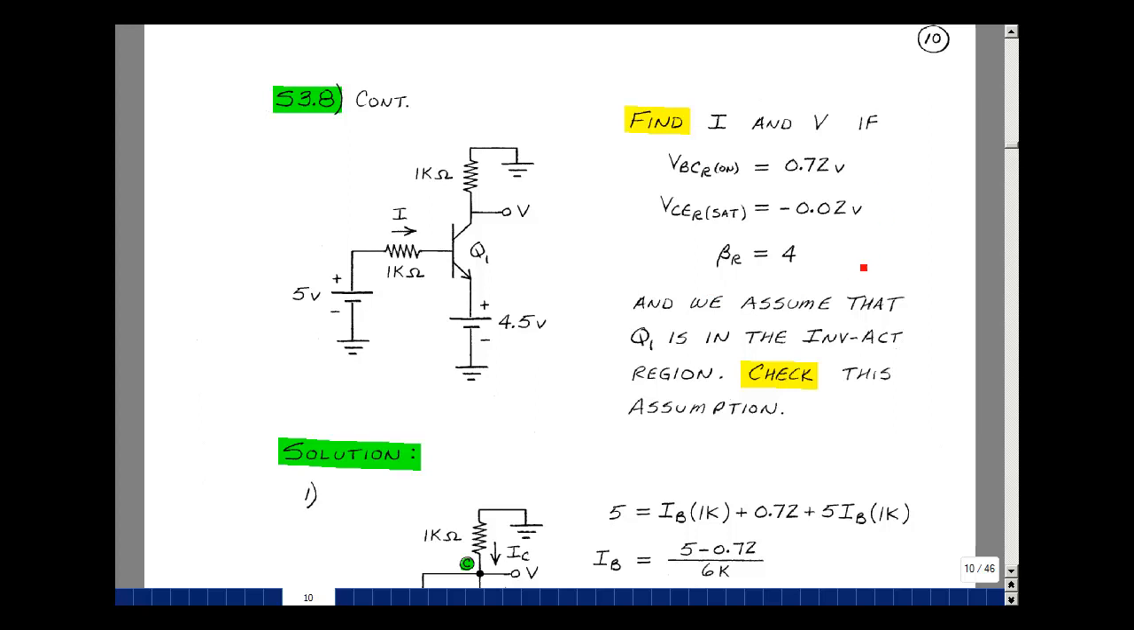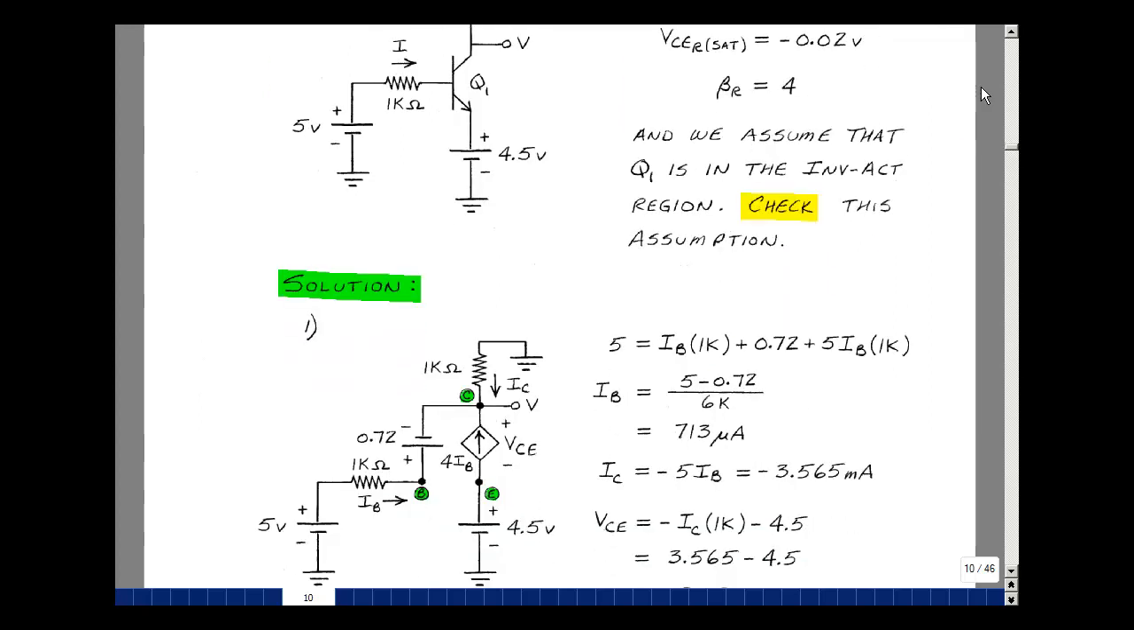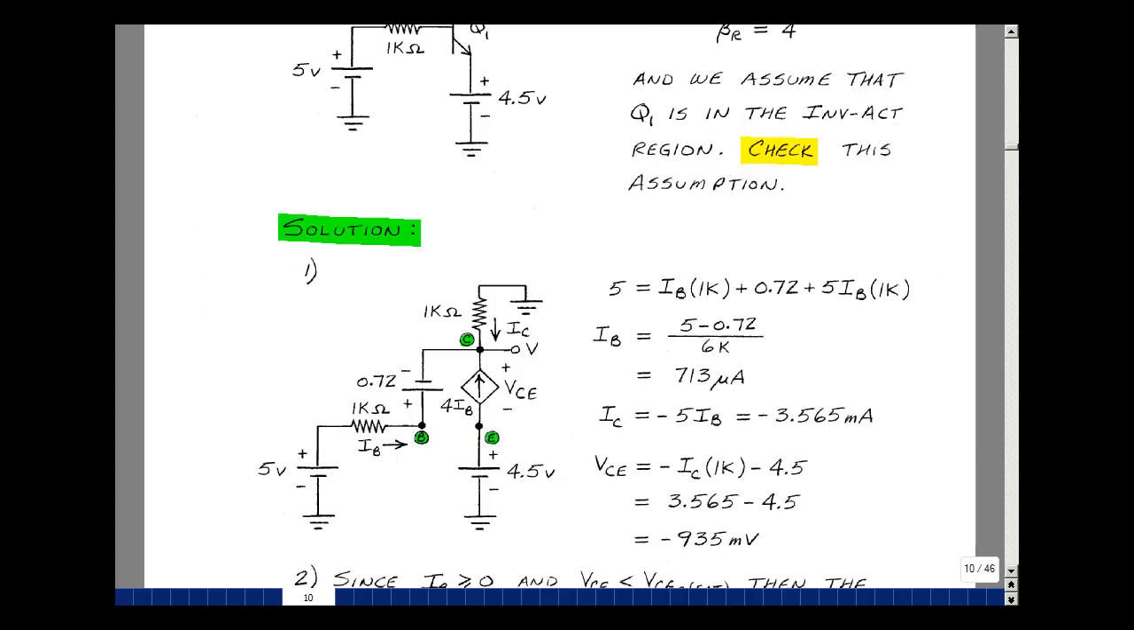These are very different numbers than we had from the first quadrant for an NPN transistor. I'd like you to assume that you're in the inverse active region and then check that assumption. The first step is to replace the transistor by its assumed model. Between the base and the collector, I have a voltage now of 0.72, and between the emitter and the collector, I have a current source of 4 times I sub B. I've got to solve for IB and V sub CE.